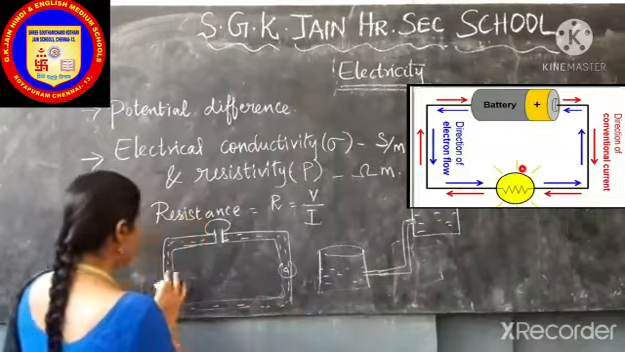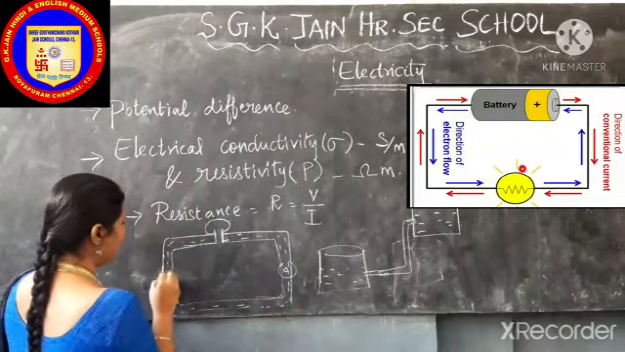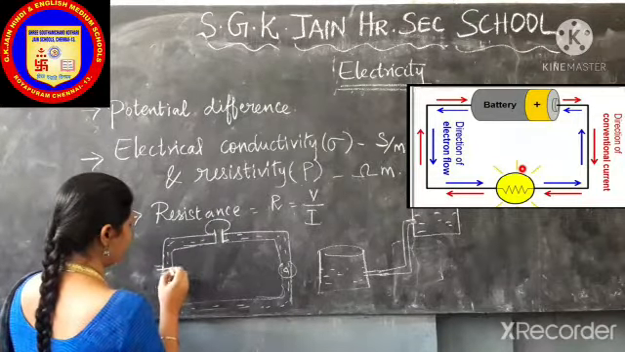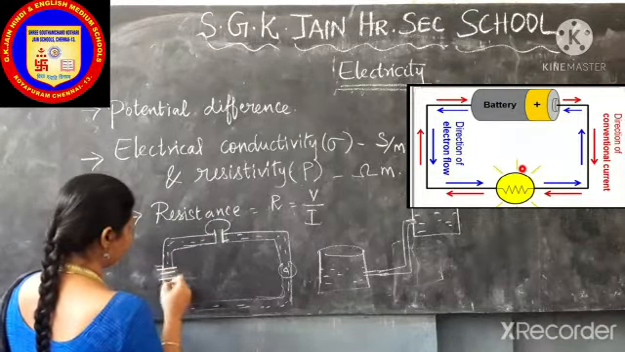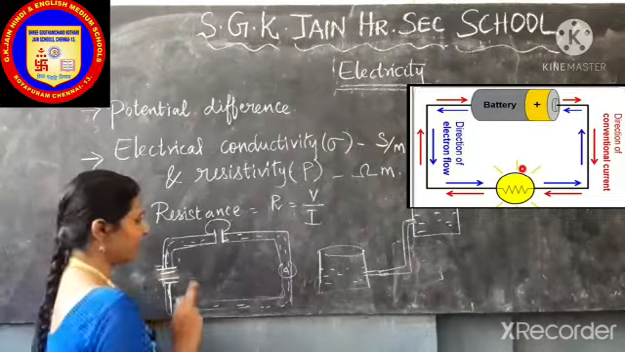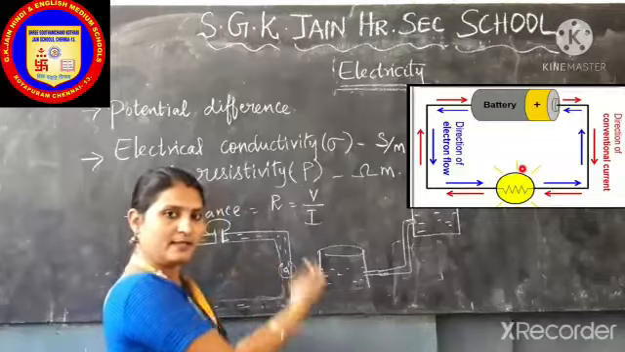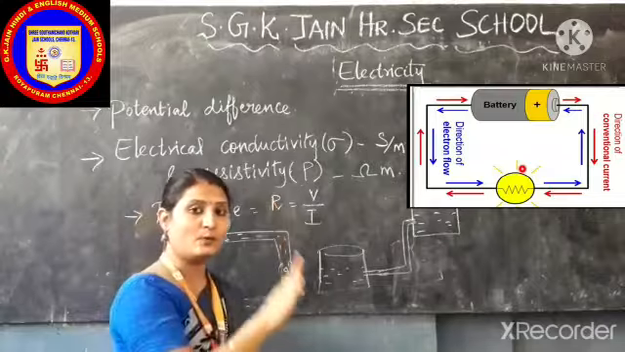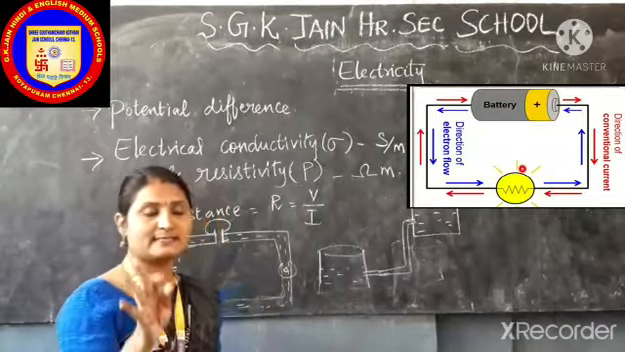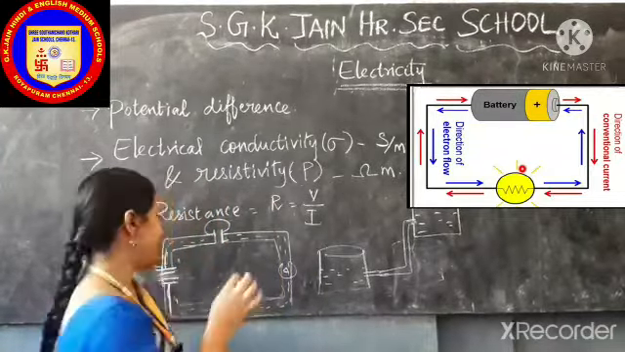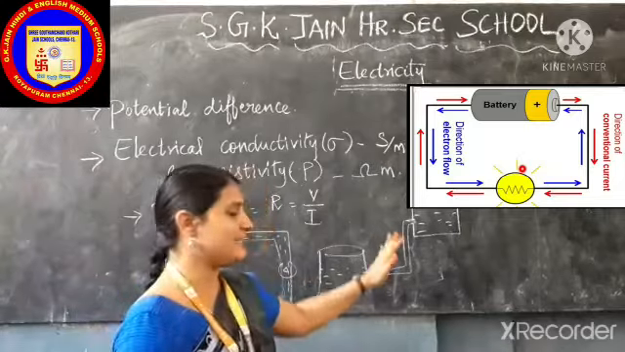So when I connect the battery here, this is the symbol of the battery. What will happen? The current will flow through the circuit and it makes the bulb glow. So which one provides the potential difference here? The cell or battery provides potential difference, like a height difference.